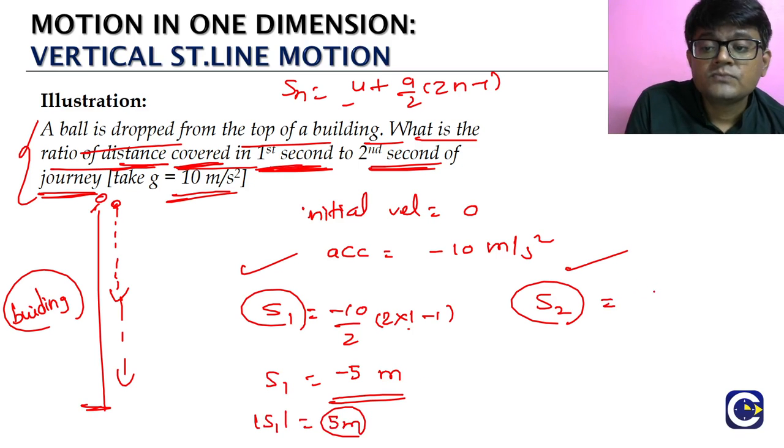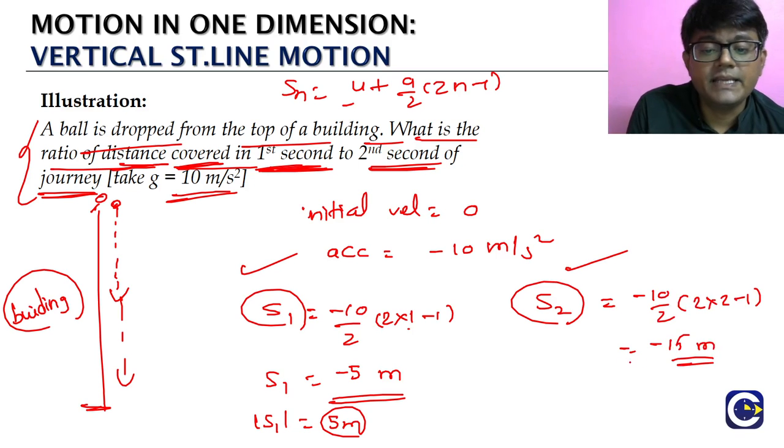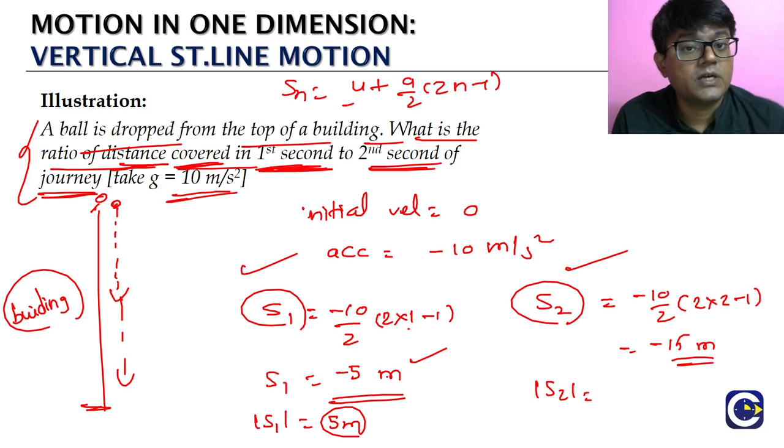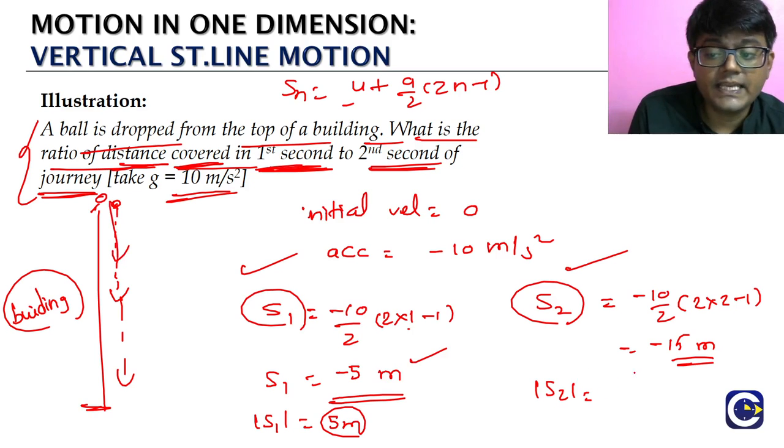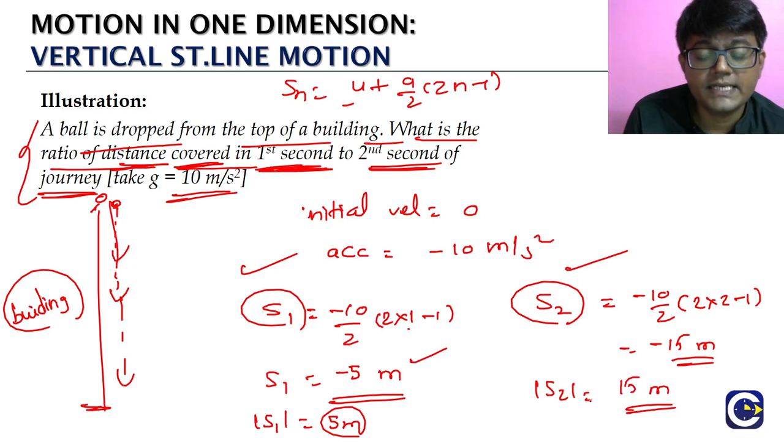Here S2 will be: u is 0, so minus 10 by 2 into 2 into 2 minus 1. It will be minus 15 meter. The negative displacement is telling us that the object is moving downwards. That is why the displacement is shown as negative. Taking a modulus will give us the distance covered, which is 15 meters.